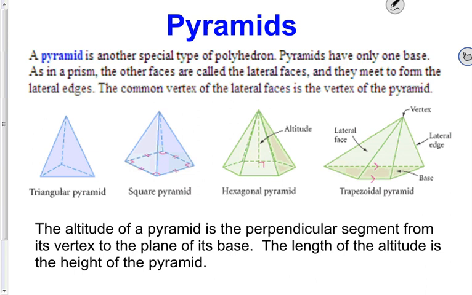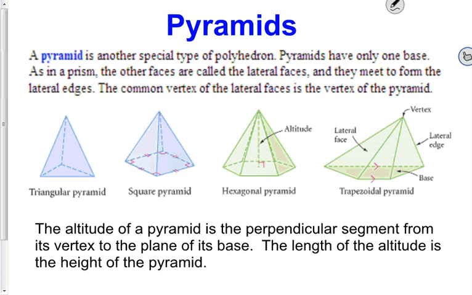Now, at the bottom, a special note that the altitude of a pyramid is the perpendicular segment from its vertex to the plane of its base. The length of the altitude is the height of the pyramid. Now, looking at this right hexagonal pyramid, we see the altitude goes from the vertex and falls right down the middle to the base inside of the pyramid.